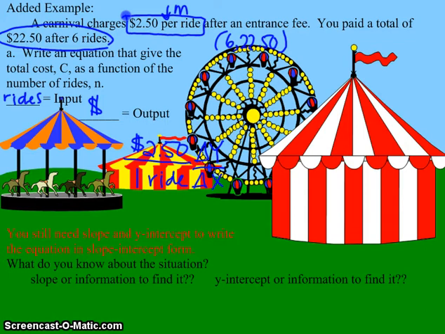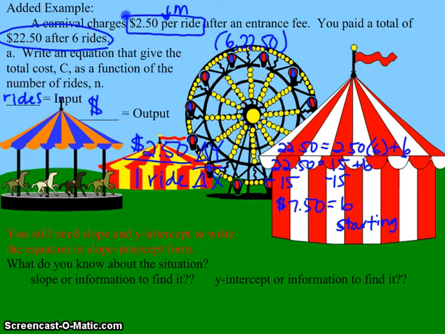So when I go to plug in my ordered pair and my slope, I have $22.50 equals my slope of 2.50 times 6 plus b. And now I can solve for b. 2.50 times 6 equals, and this would give me $15. So you've spent $15 on rides. That means the $7.50, well, remember your y-intercept is the starting point. In this story, our starting point is that entrance fee. So that $7.50 is the entrance fee.